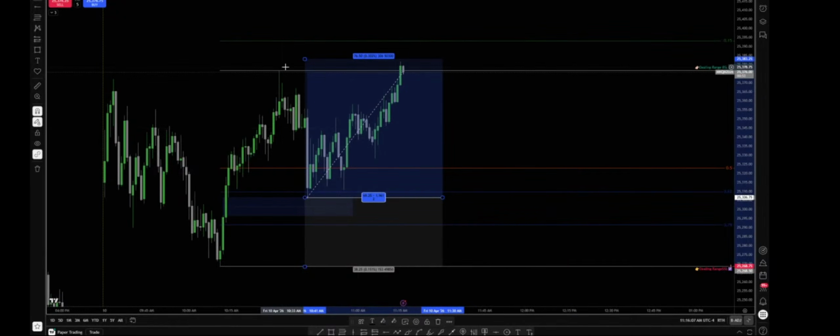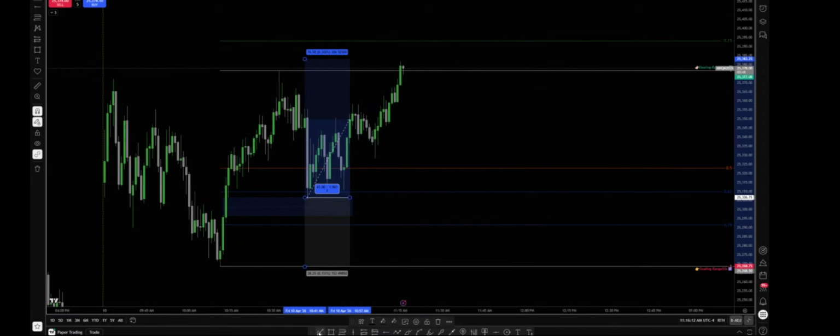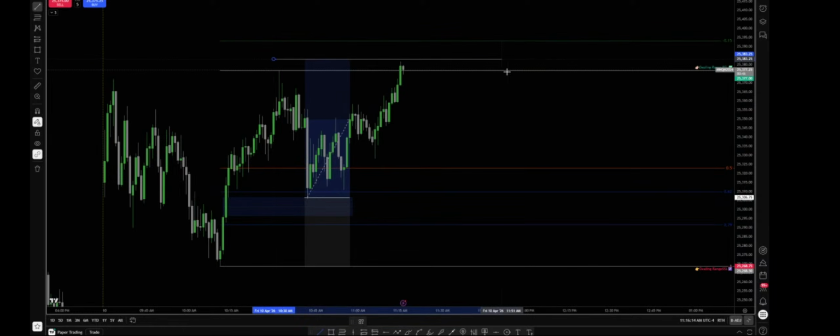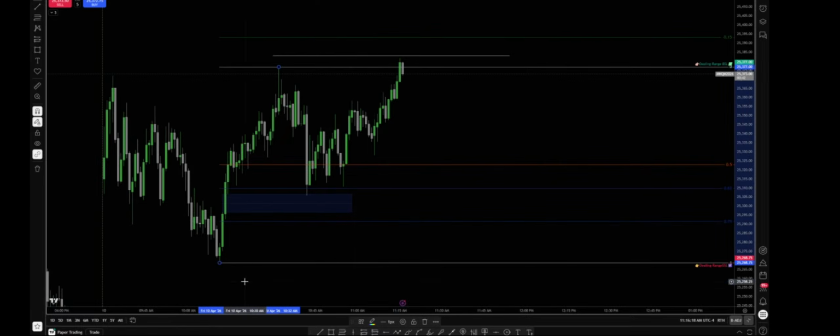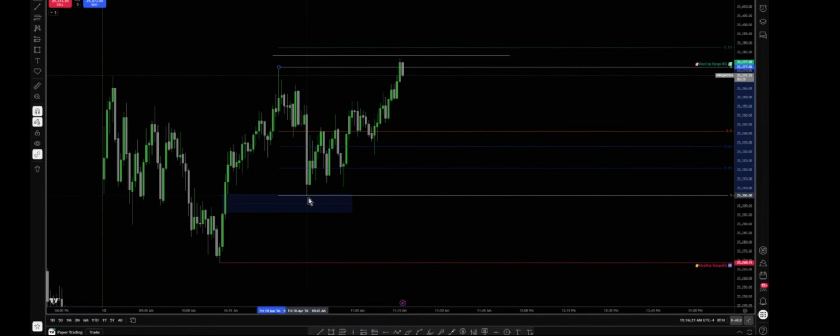Now that the high is taken, let me keep it aside. Not even, let's just put a line at this level. We want to see if it hits that level or not. So now you have a new low and you have a new high.